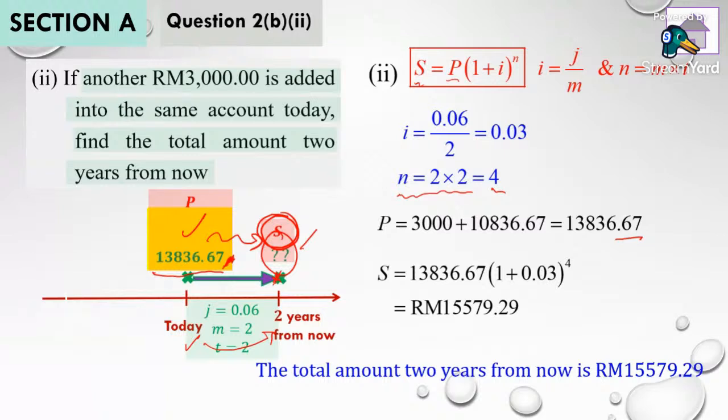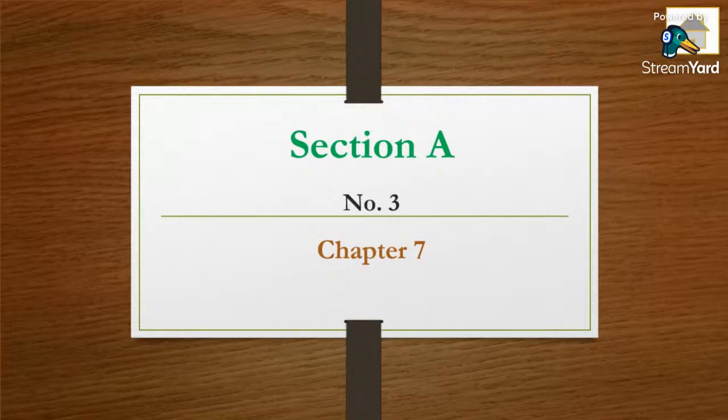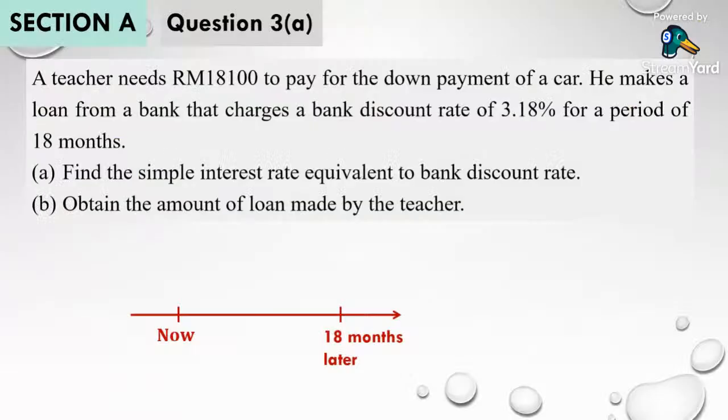The next question I want to discuss is still a finance question, in section A, question number 3. So let's see. This is the question that we have. According to the question, a teacher needs 18,100 to pay for the down payment of a car. Then he makes a loan from a bank that charges a bank discount. Okay, be careful. This is a loan based on bank discount.